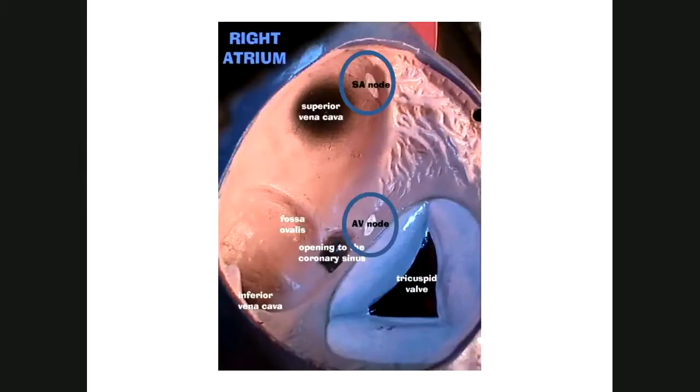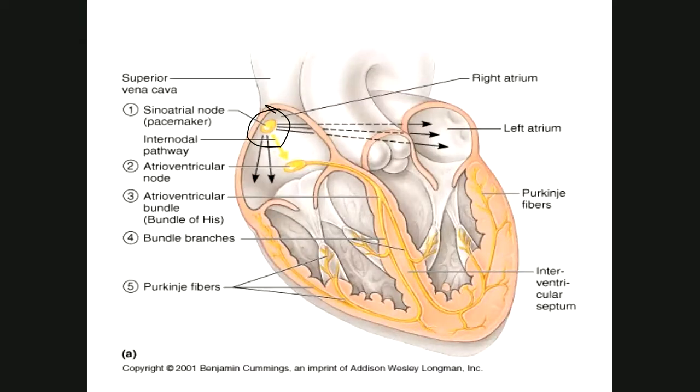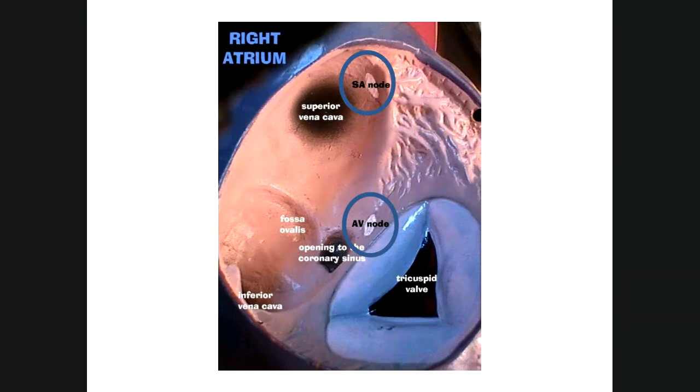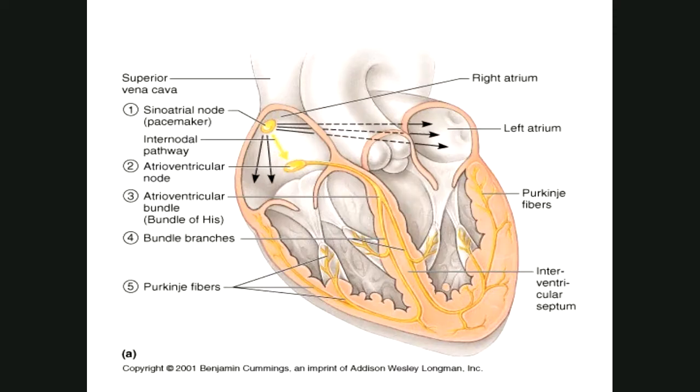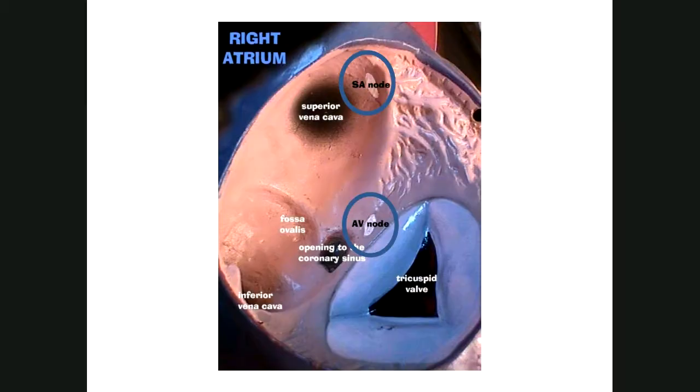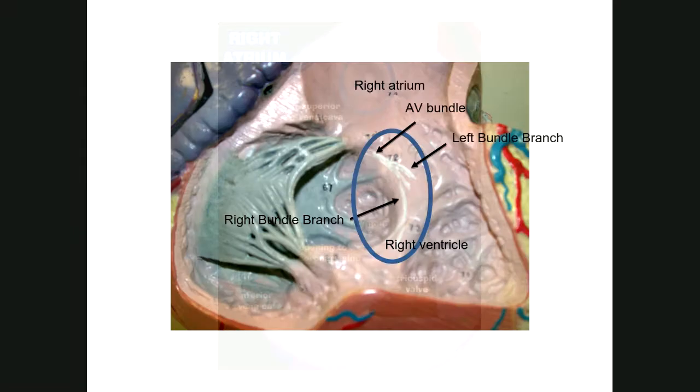So if we look on the model, we can see those nodes. So there's our SA node. Remember, that's this one. It's in the right atrium. So this is the right atrium right here. And there's our AV node. There's the AV node in the right atrium, right next to where it joins onto the ventricle. So there's the AV node right there, right where it joins onto the ventricle.